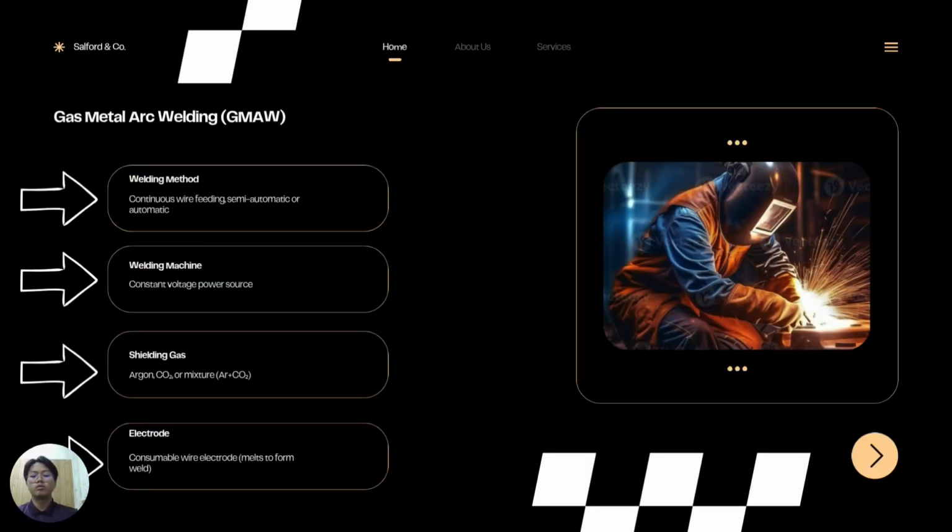Let's start with the setup for gas metal arc welding. The methods involve continuous wire feeding, making it semi-automatic or fully automatic. The machine uses a constant voltage power source, and the shielding gas can be argon, carbon dioxide, or a mixture. Remember, the electrode here is the wire itself. It's consumable.